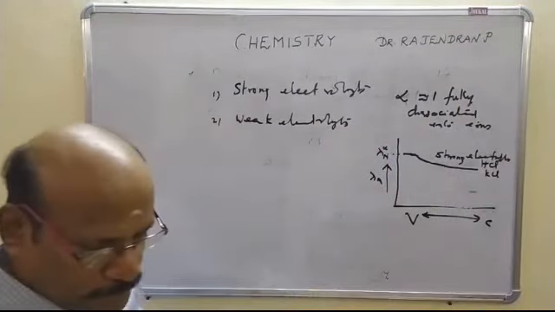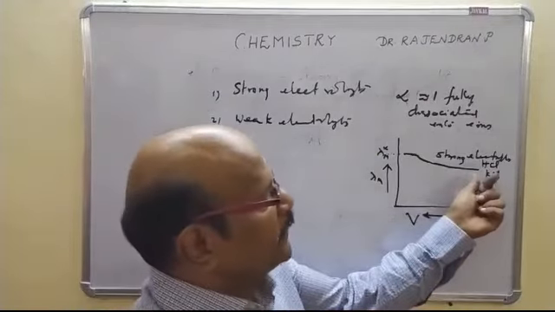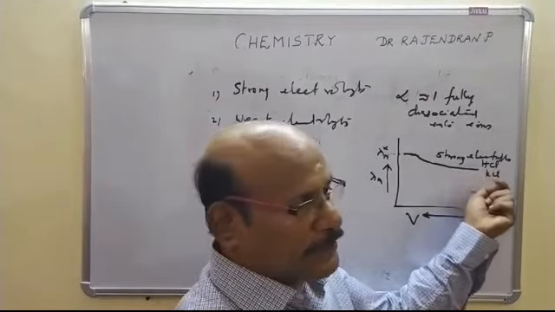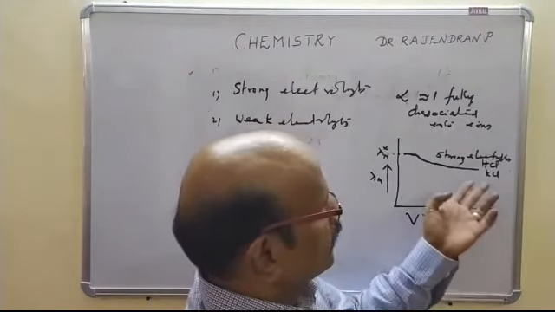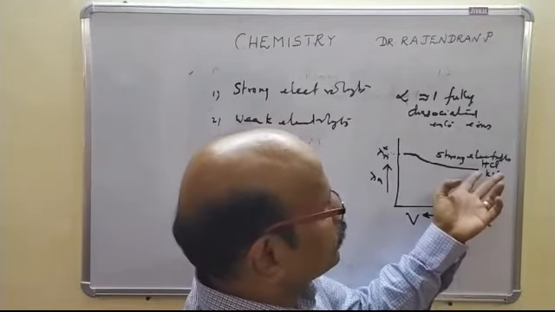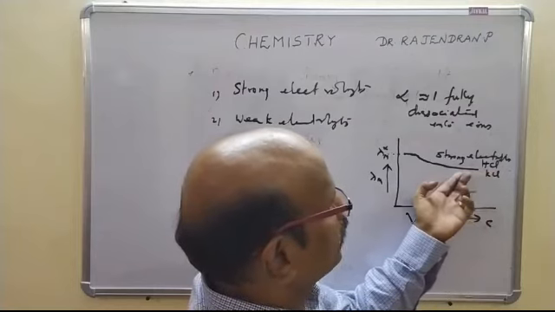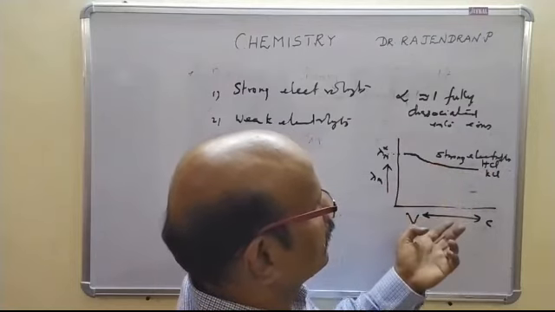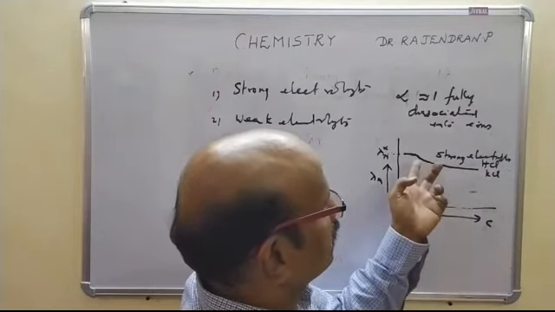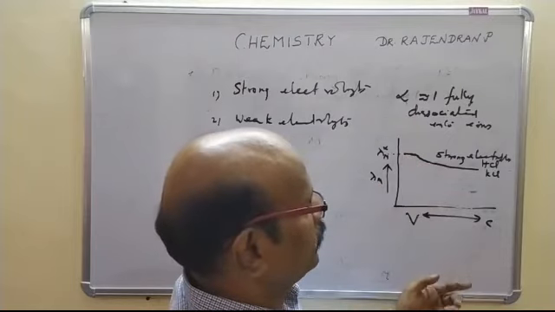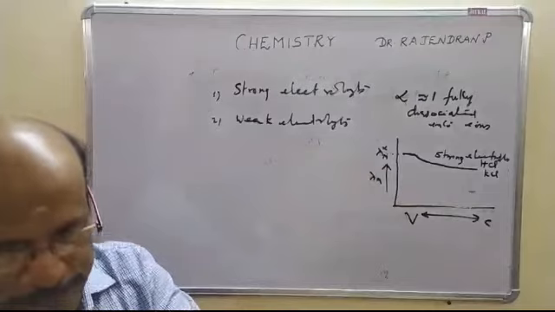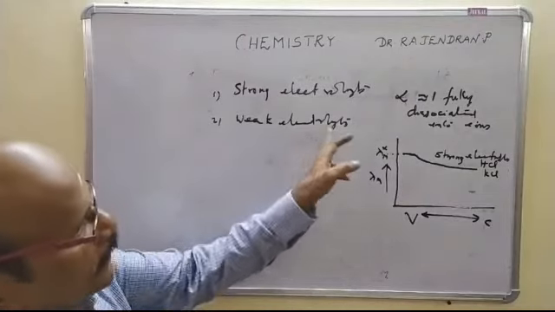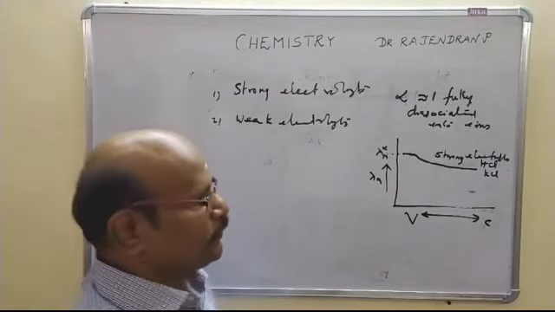Okay, so initially they have high value of conductance because they are almost already fully dissociated. So the number of ions is very high. So there is a high conductance value, and a gradual increase in their conductance with the increase in the dilution, and it reaches a limiting value at infinite dilution. What is happening here? How can you explain? Okay, we'll explain. The case of weak electrolyte.